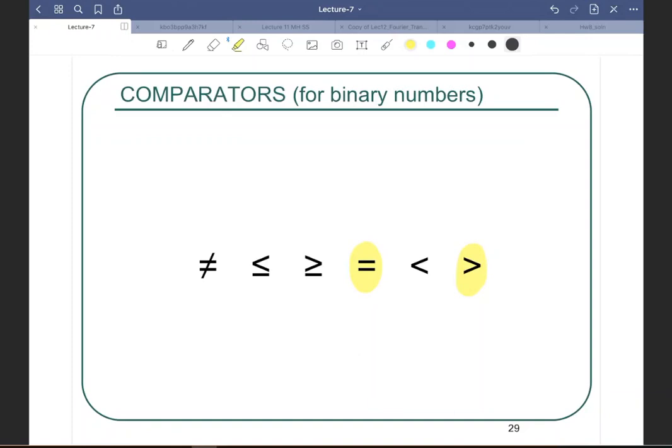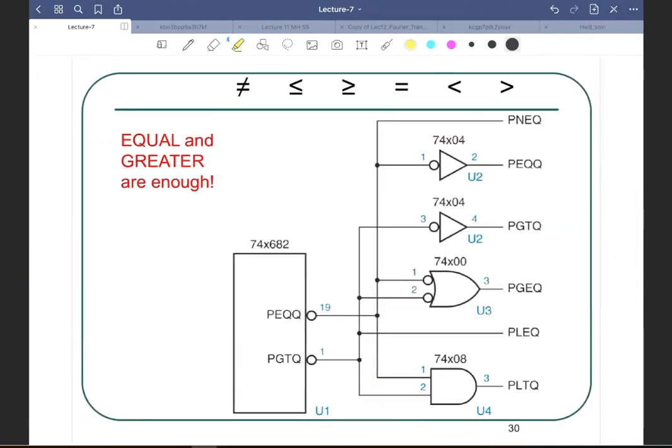And the way we do that is simply by having some simple logic between the 6 outputs and the 682 chip. The 6 outputs, the most crucial ones are equal and greater than, because using these 2, you can derive everything else. Equal is right here, greater than is right here. So let us take a look at some of the outputs.